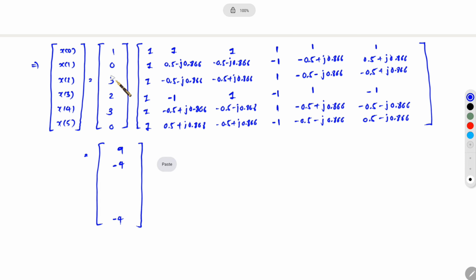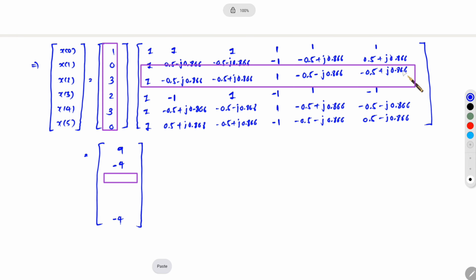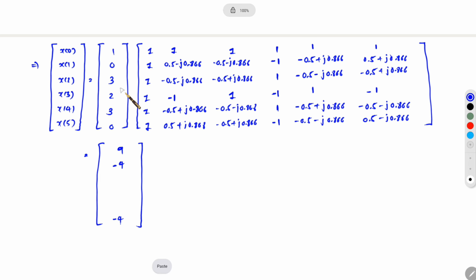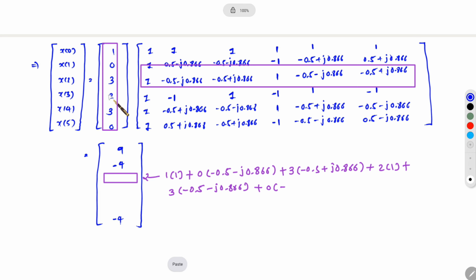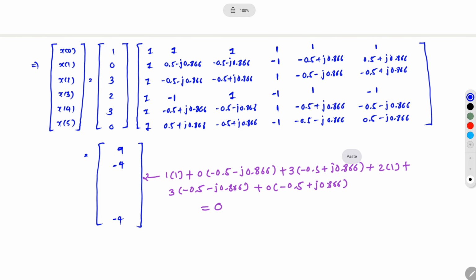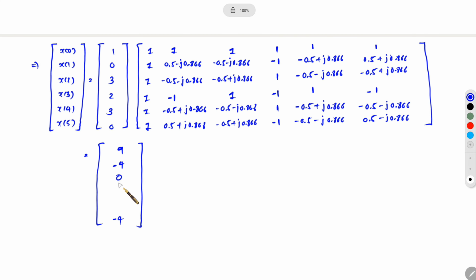Like you see, now we have the third element, that is the multiplication of this column into the third row. So here that value will be 1 into 1 plus 0 into this plus 3 into this plus 2 into 1 plus 3 into this plus 0 into this. And if you solve this, you will get 0. Right. So here you can observe, this element calculates the second last element and that will be the conjugate of this. So 0 conjugate will be 0 over here. So you don't need to multiply row and column for this element.